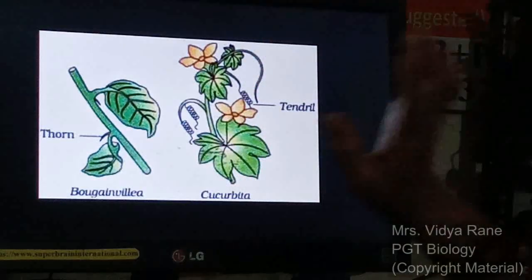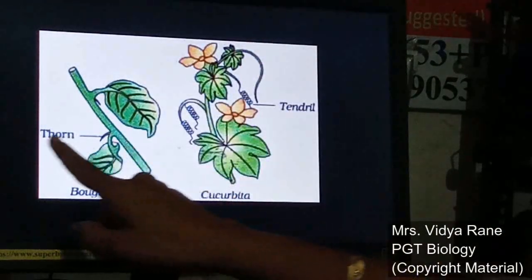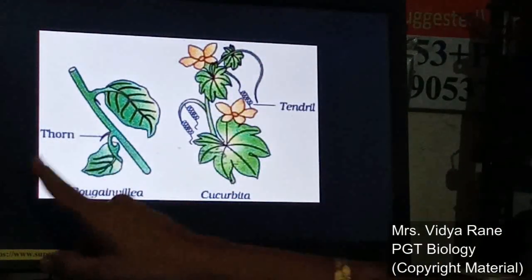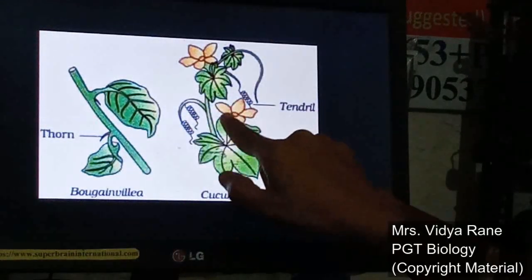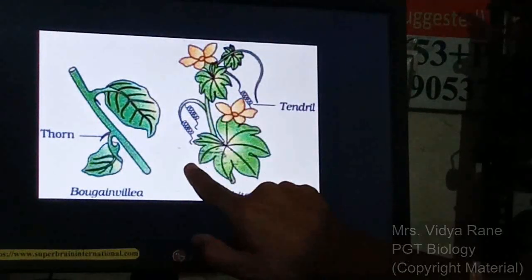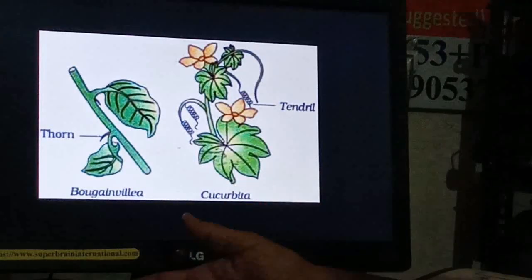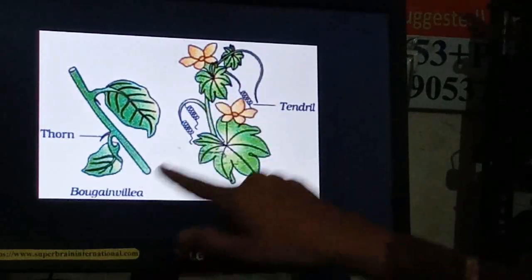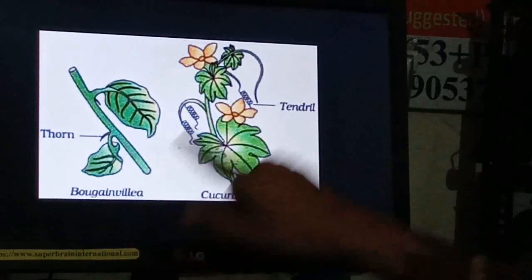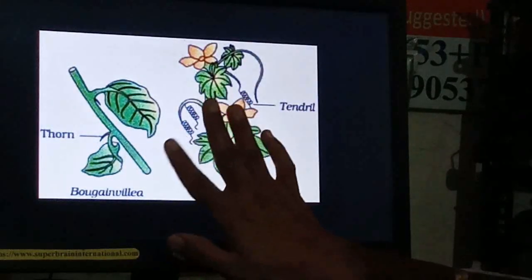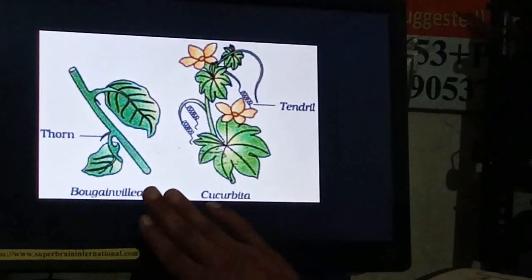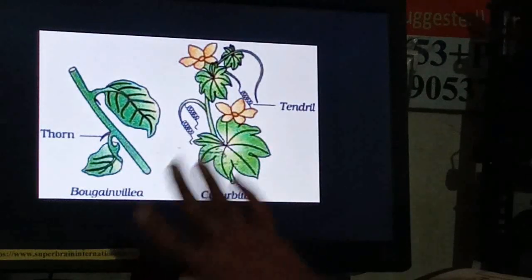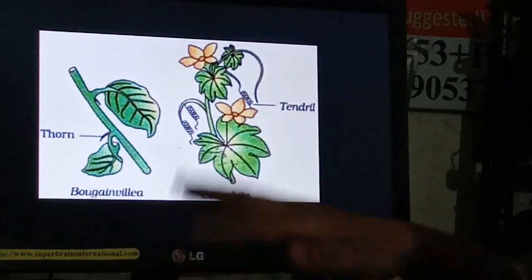Means their function is different. It gives support, it protects the plant. Here protection and giving support. Functions are different. But if you see their basic structure, it is a stipule, right? So the basic structure is the same, but the function varies, right? So this is again another example of homologous organ in case of plants. Most of the time a question will be asked on this.